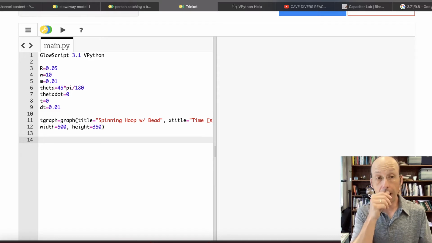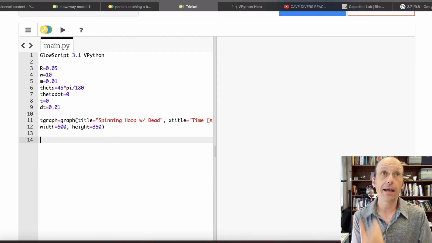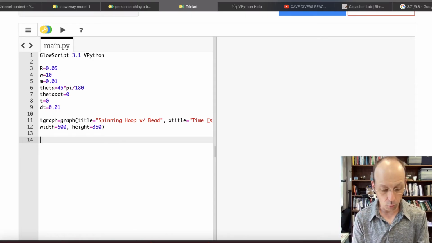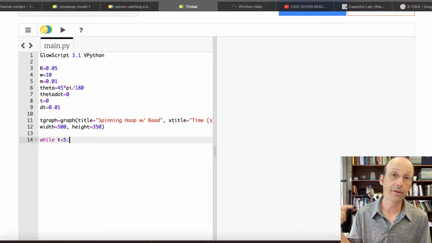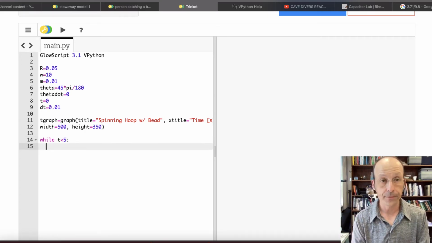Okay, so now I can do my calculations. How many of these do I want to do? Let's do it for 5 seconds. So I'm going to say while t is less than 5, colon. Now this is a loop in Python. Everything below this that's indented will be part of the loop. Once I dedent, it's no longer in the loop.